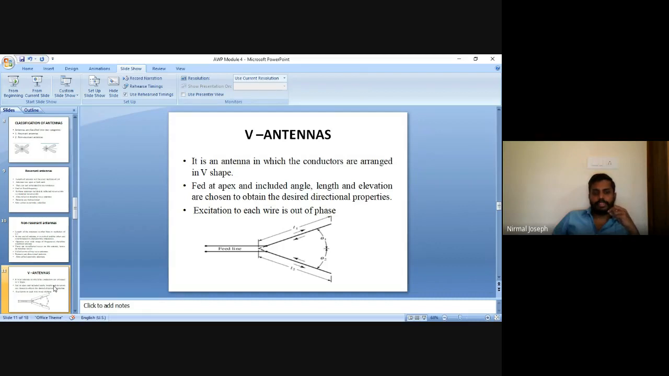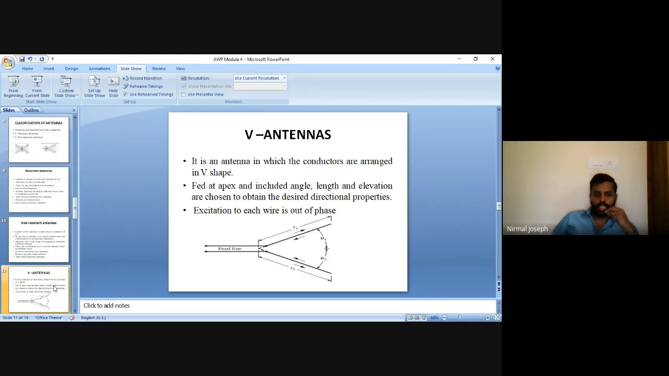The V antenna is an antenna in which the conductors are arranged in a V shape. That is the basic reason for the classification. It has an apex and included angle. Length and elevation are chosen to obtain desired directional properties. The feed line is shown; there only we are giving the feed. L1, L2 are the lengths of each leg. Theta 1, theta 2 are the angles of elevation of the two legs. By appropriately choosing L1, L2, theta 1 and theta 2, we can obtain desired directional properties.